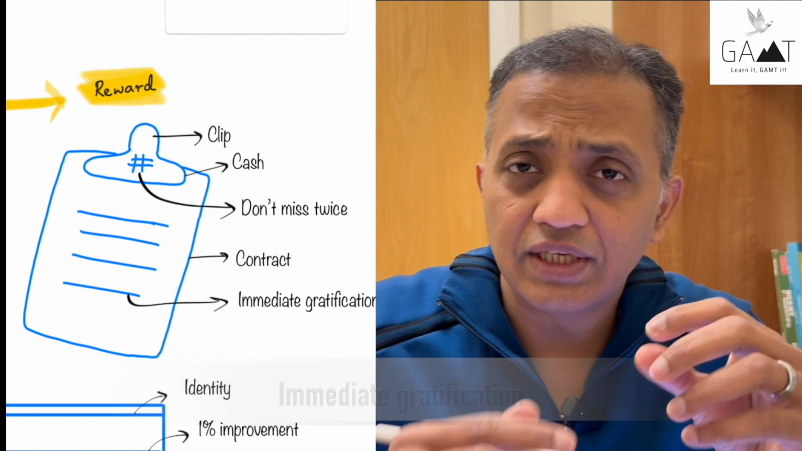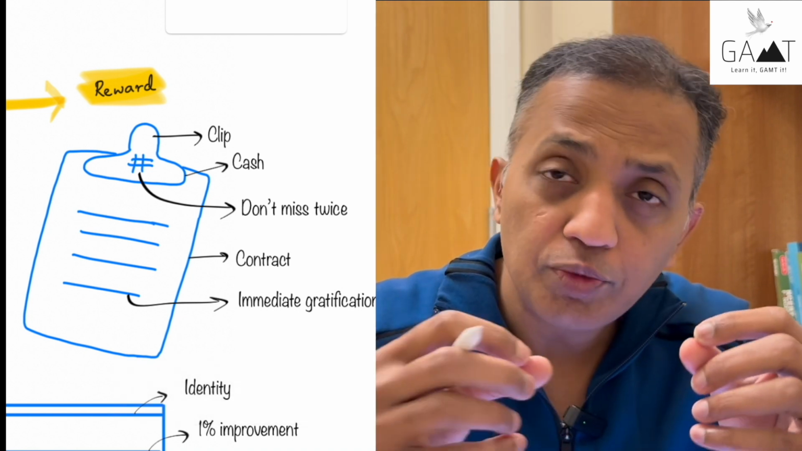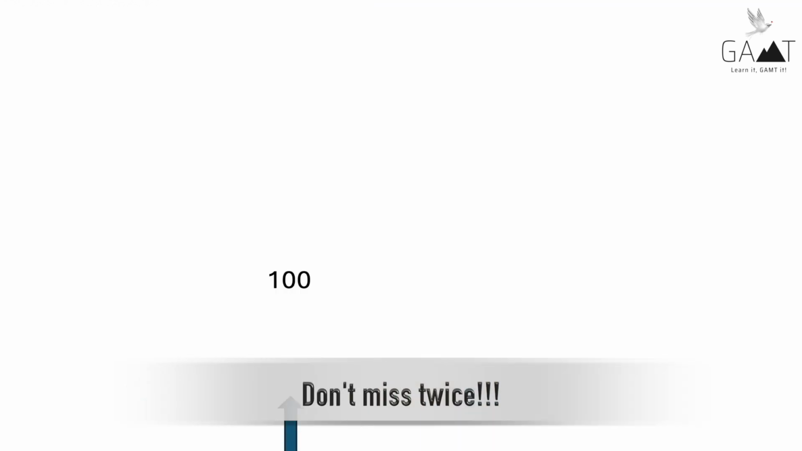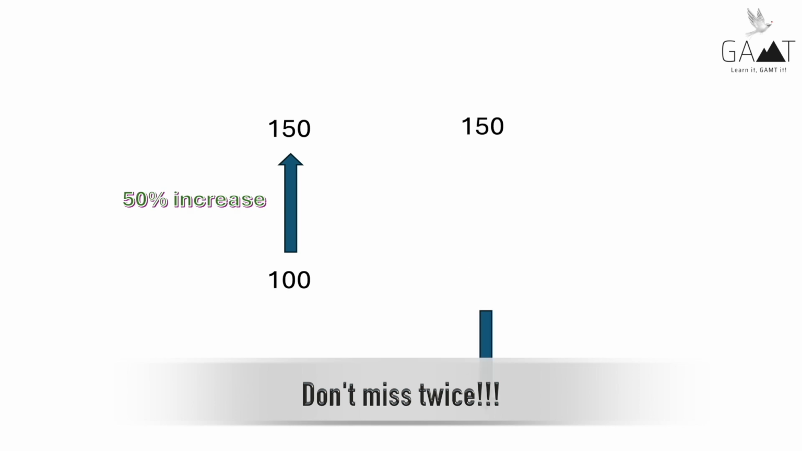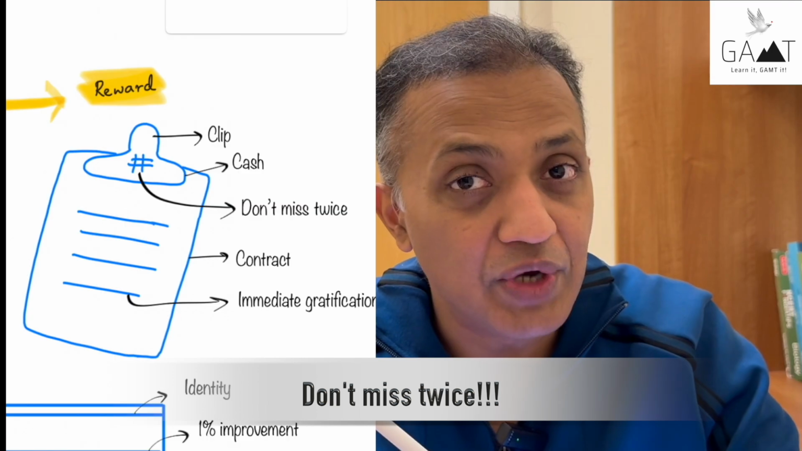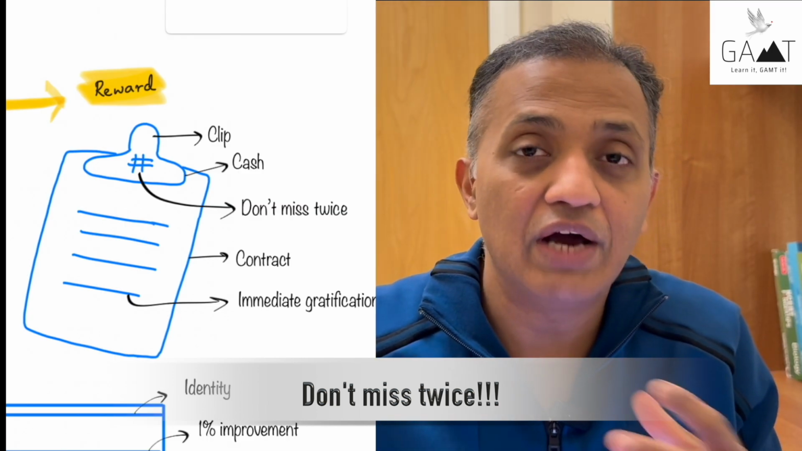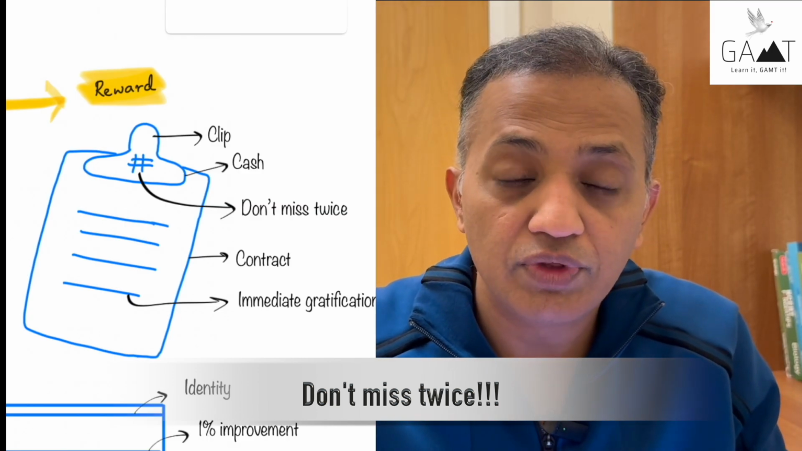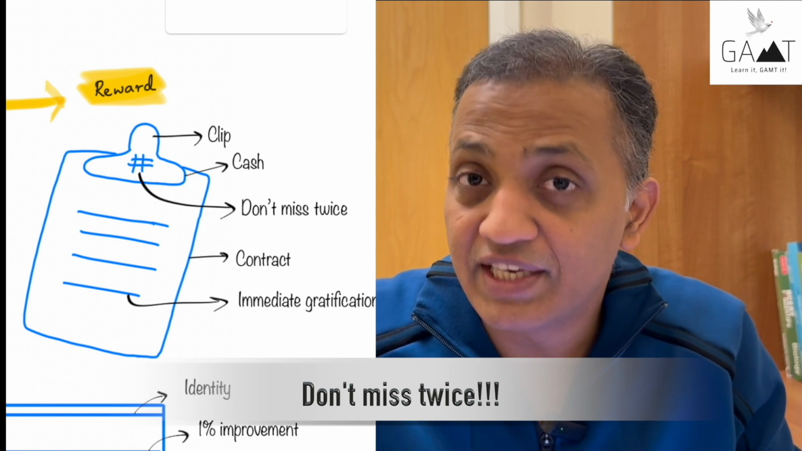And the second concept that we need to understand here is don't miss a habit twice. Going from 100 to 150 is a 50% increase. From 150 to 100 is only a 33% decline. It's not the good days that determine your success. It's your bad days, where you persist with the habits, that determine your success. If you miss one day, it's fine. But if you miss twice, it's the start of a new habit. This is a very good concept to have in your mind when you're thinking about the reward aspect of any habit.